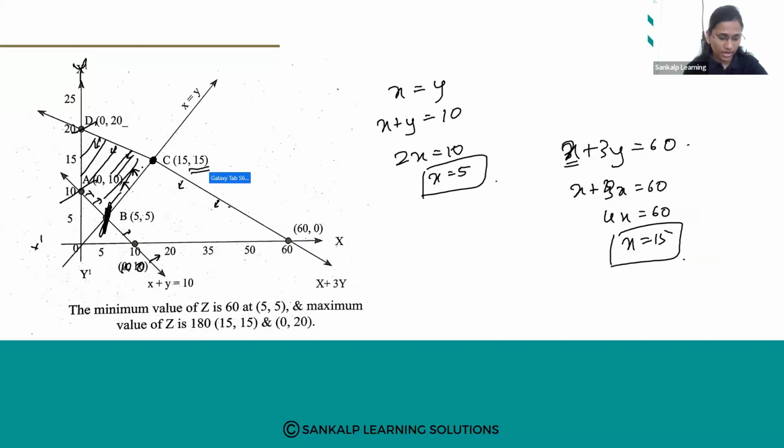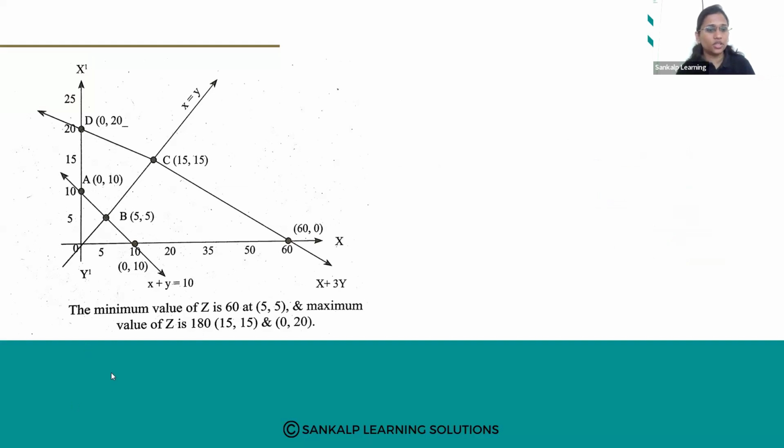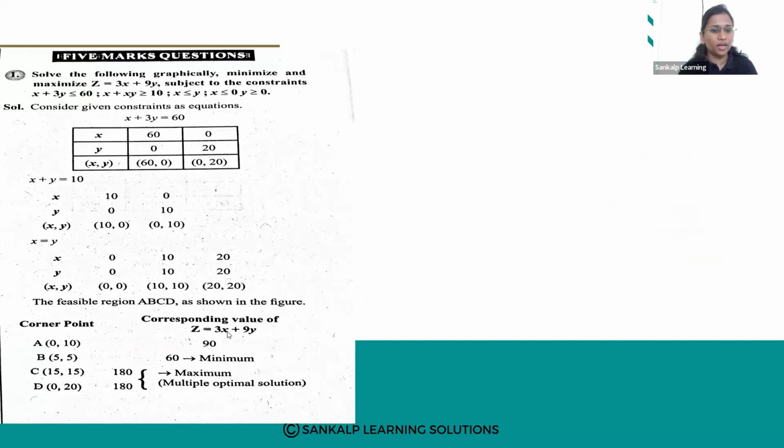What are the corner points you get here? 4 corner points you are getting. If you substitute in the corner points (0, 10) and (0, 20)... 5 into 3, 15 plus 45, 60. Here it is 45 plus 135, 180. And here, 9 into 20, 180. Correct? The question is find the maximum value. So here you are getting the maximum value as 180.